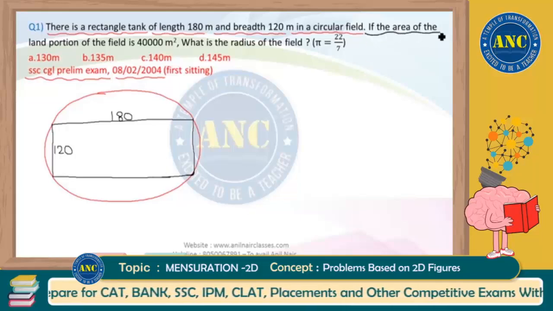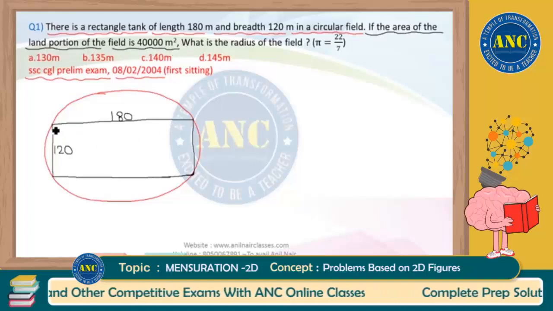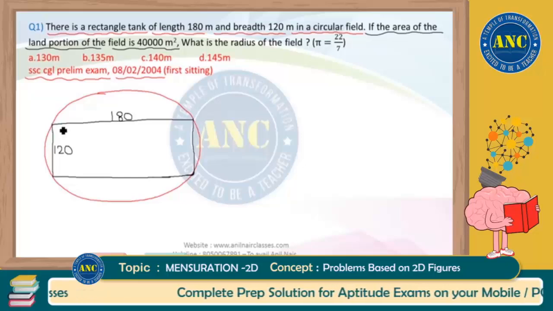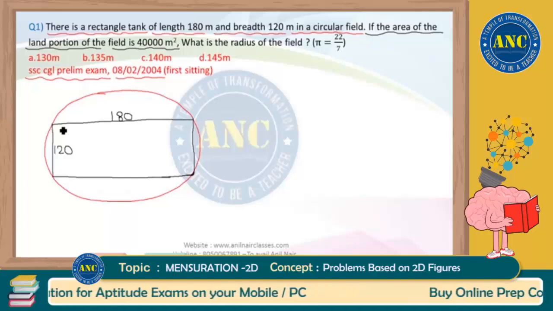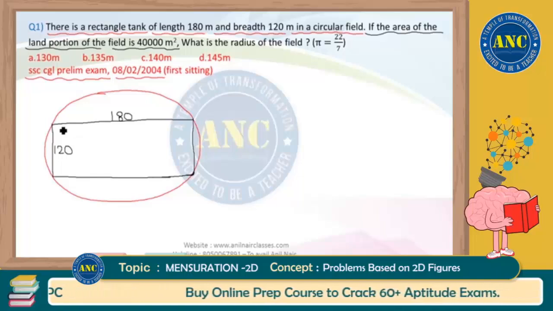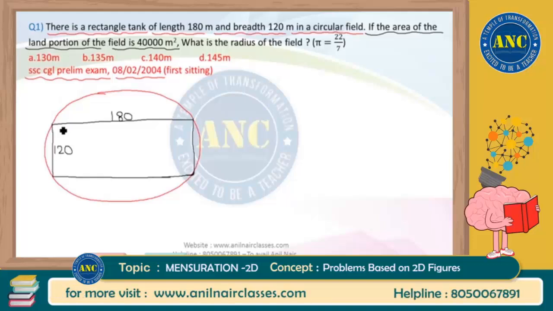If the area of the land portion of the field is 40,000 meter square, that means this black portion is not the land portion. Why? It is a portion occupied by a tank. Land portion means a portion available for free movement, where humans can walk or run. But I cannot walk inside a tank. That will not happen, right, sir?